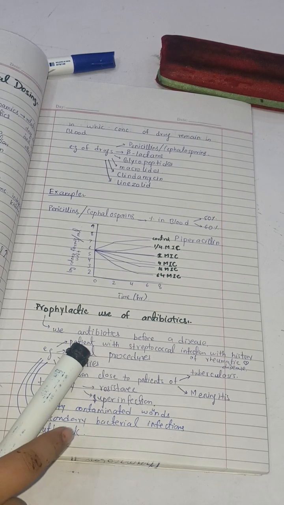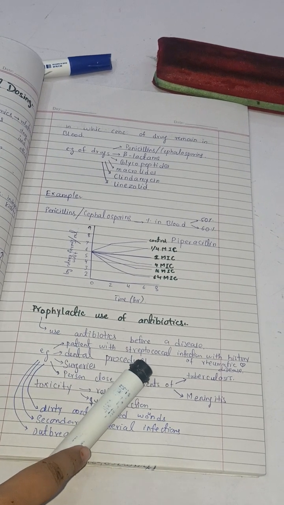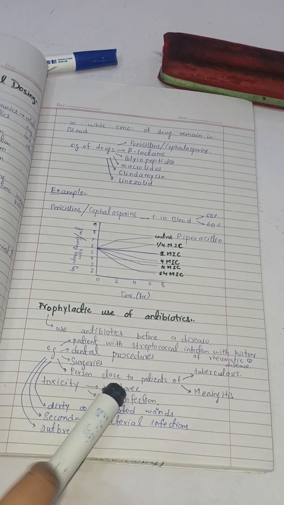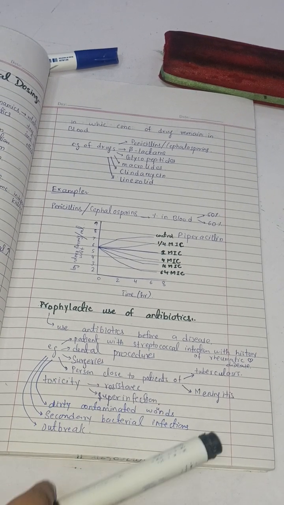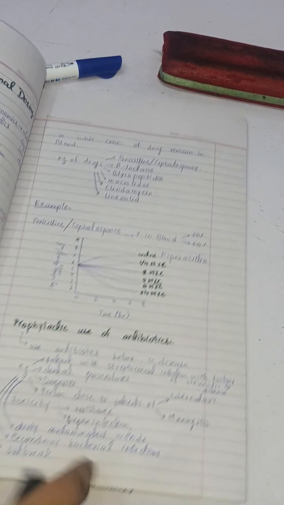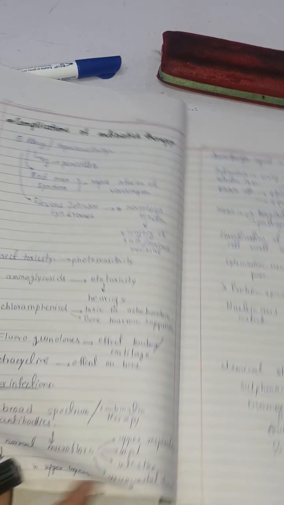Prophylactically, we use antibiotics before any disease: before a streptococcal infection, before a dental procedure, before surgery, before tuberculosis or meningitis. Similarly, for secondary bacterial infections, we give prophylactic use of antibiotics.